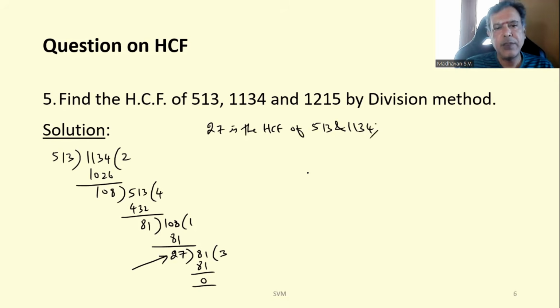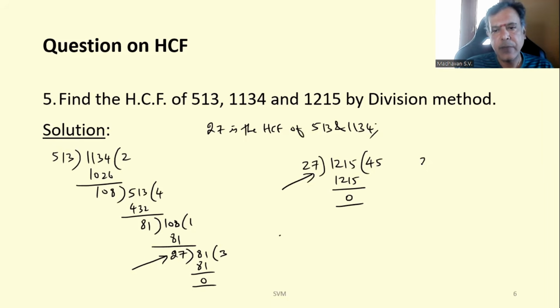Now we need to consider the HCF we obtained, 27 and 1215. Let us divide. 27 will be the divisor, 1215 will be the dividend. If you divide, it goes 45 times into 1215. Remainder is 0. That means this will be the HCF.